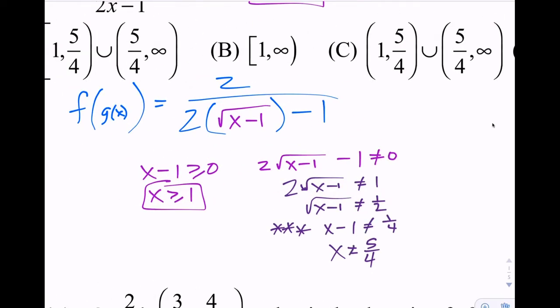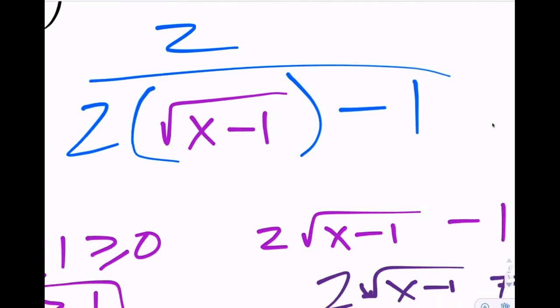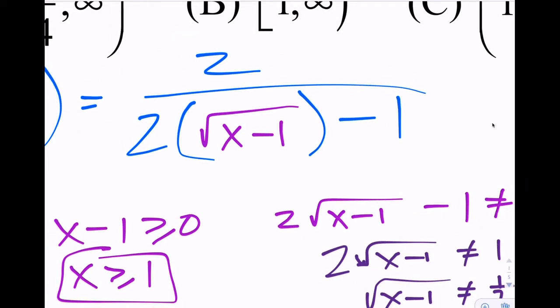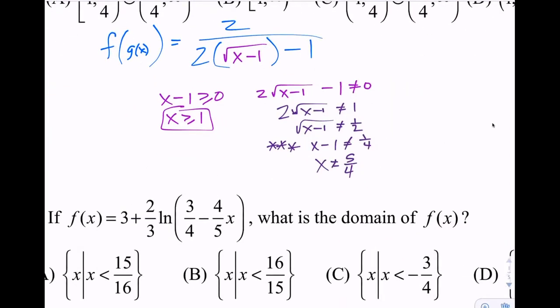Yeah, can equal. Good. So if you plug 5/4 back in, what's 5/4 minus 1? 1/4. What's the square root of 1/4? 1/2. What's 1/2 times 2? 1. What's 1 minus 1? 0. Ha! Nice try, 5/4. We caught you.